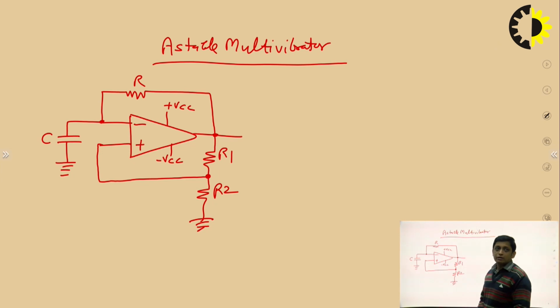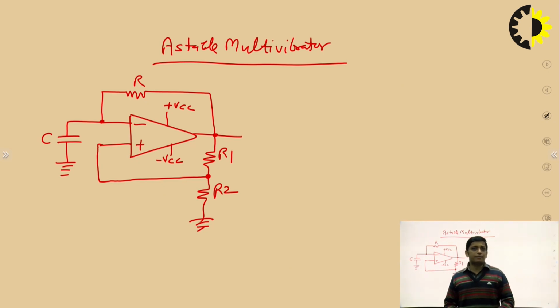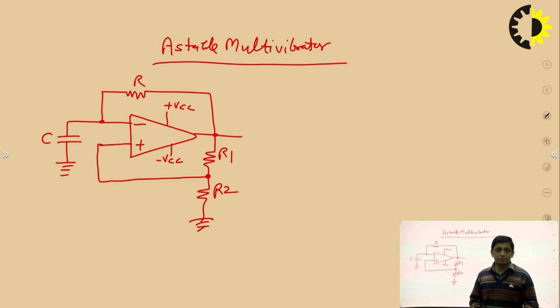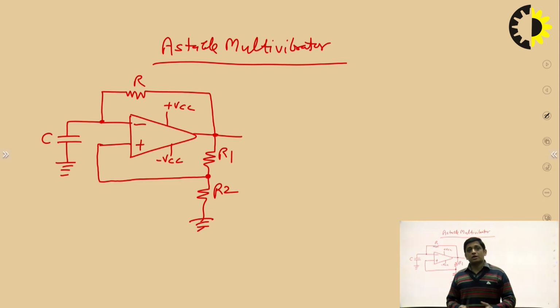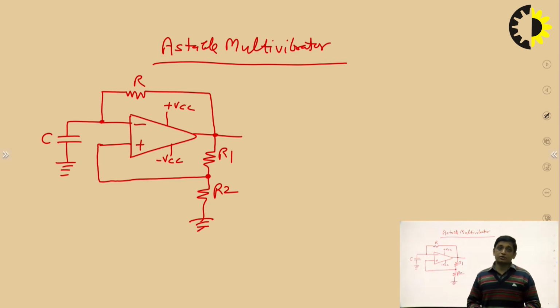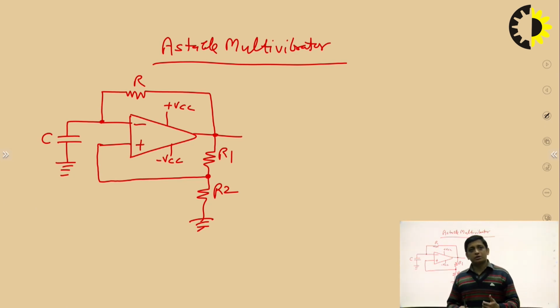Now you can see that we have not applied any input. Power supply is not the input. It's just to bias the op-amp, right? We have not applied any input, but it generates output. And since positive feedback is used, the output of the op-amp will get saturated. The output of the op-amp will get saturated also in the open loop configuration of op-amp.